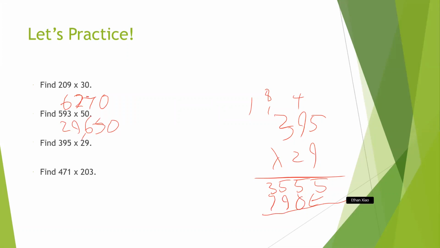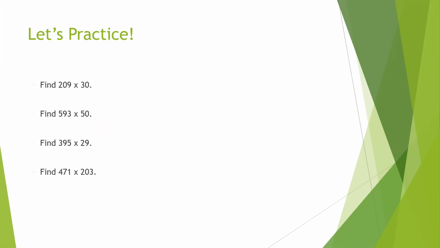Add this all together. Pretend this is a 0. 5 plus 0 is 5. 5 plus 0 is 5. 5 plus 9 is 14. 4, 1. And 3 plus 7 is 10 plus 1. 11,455. All right, I'll just do this.